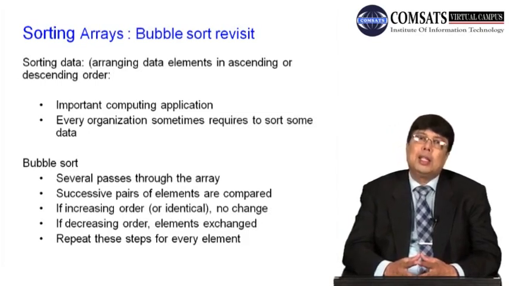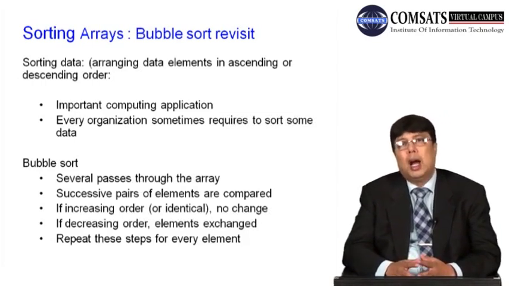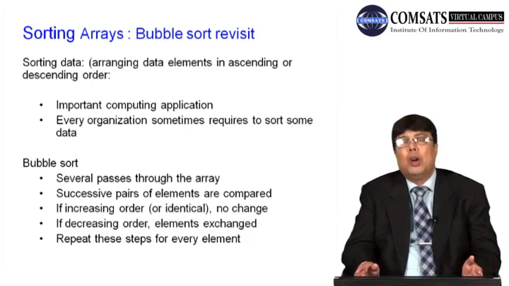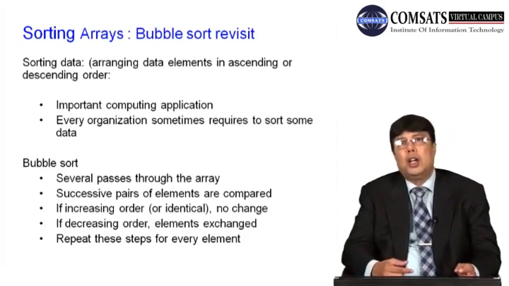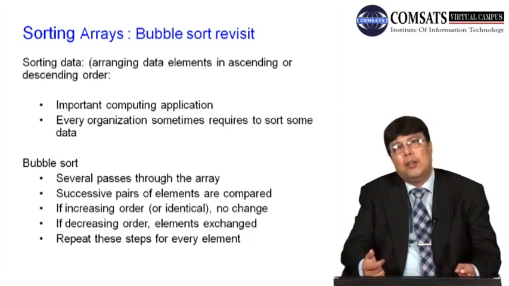Then we compare the second element with the third element, then the third element with the fourth element, until the n-1 element and the last element. So we can complete one complete pass. What do we achieve in one complete pass? After completing one complete pass, we can find the largest element, and it is placed at the final position, the last position. The largest element should bubble up to the final position.